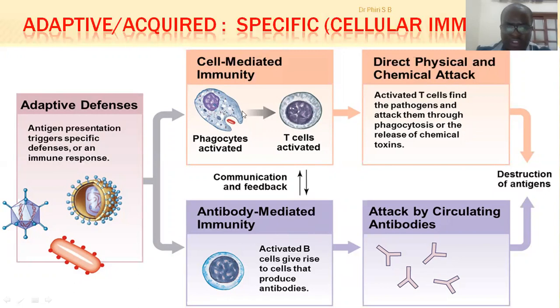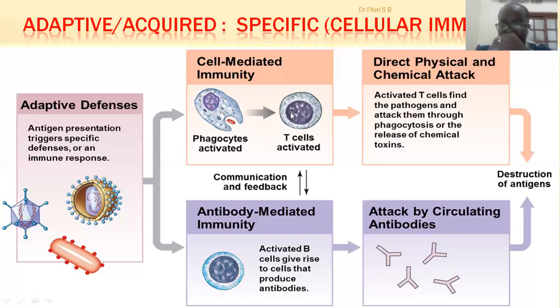In cell-mediated immunity, you have the phagocytes that will present a pathogen or an antigen to the T cells, activating the T cells. Once the T cells are activated, they're going to provide a direct physical and chemical attack to the specific pathogen. Once the macrophages or the antigen presenting cells present that antigen to the T cells, the T cells will know the kind of microorganism that is infecting the body. So they will provide a specific immunity against that pathogen. That immunity is not against any other microorganism, but against that specific microorganism that has been presented to them by the antigen presenting cells.